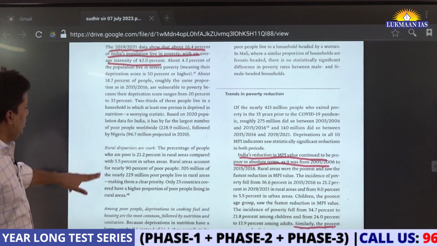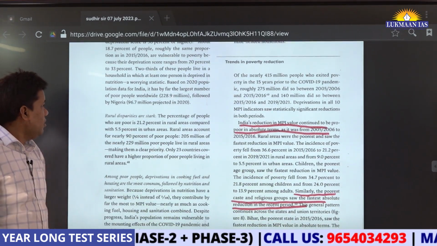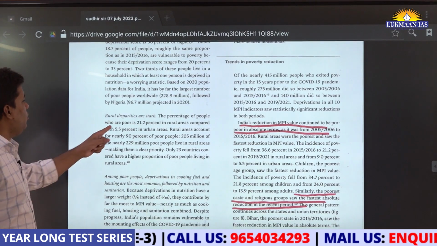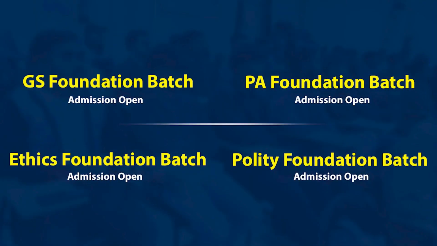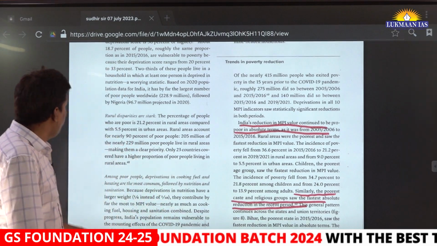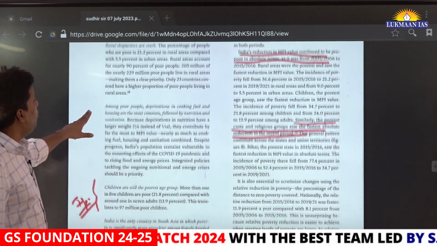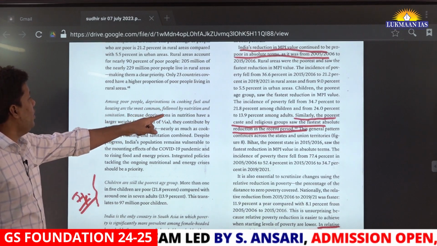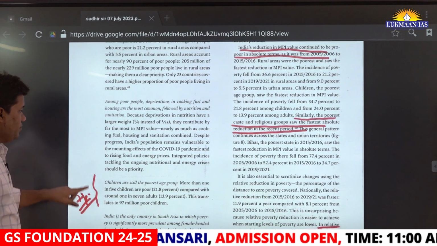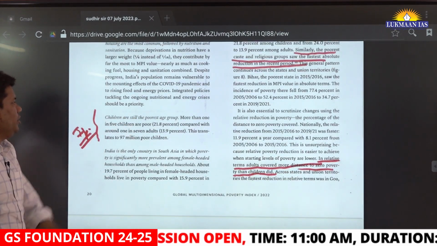Fine. Rural disparities are stark in the Indian case. The percentage of people who are poor is 21.2% in rural areas compared to 5.5% in urban areas. Although in absolute numbers, poor people are fewer in urban areas, but remember, urban poverty is also a big phenomenon now. Fine. Among poor people, deprivations in cooking fuel and housing are the most common, followed by nutrition and sanitation. Fine. Again, the same point they are emphasizing.